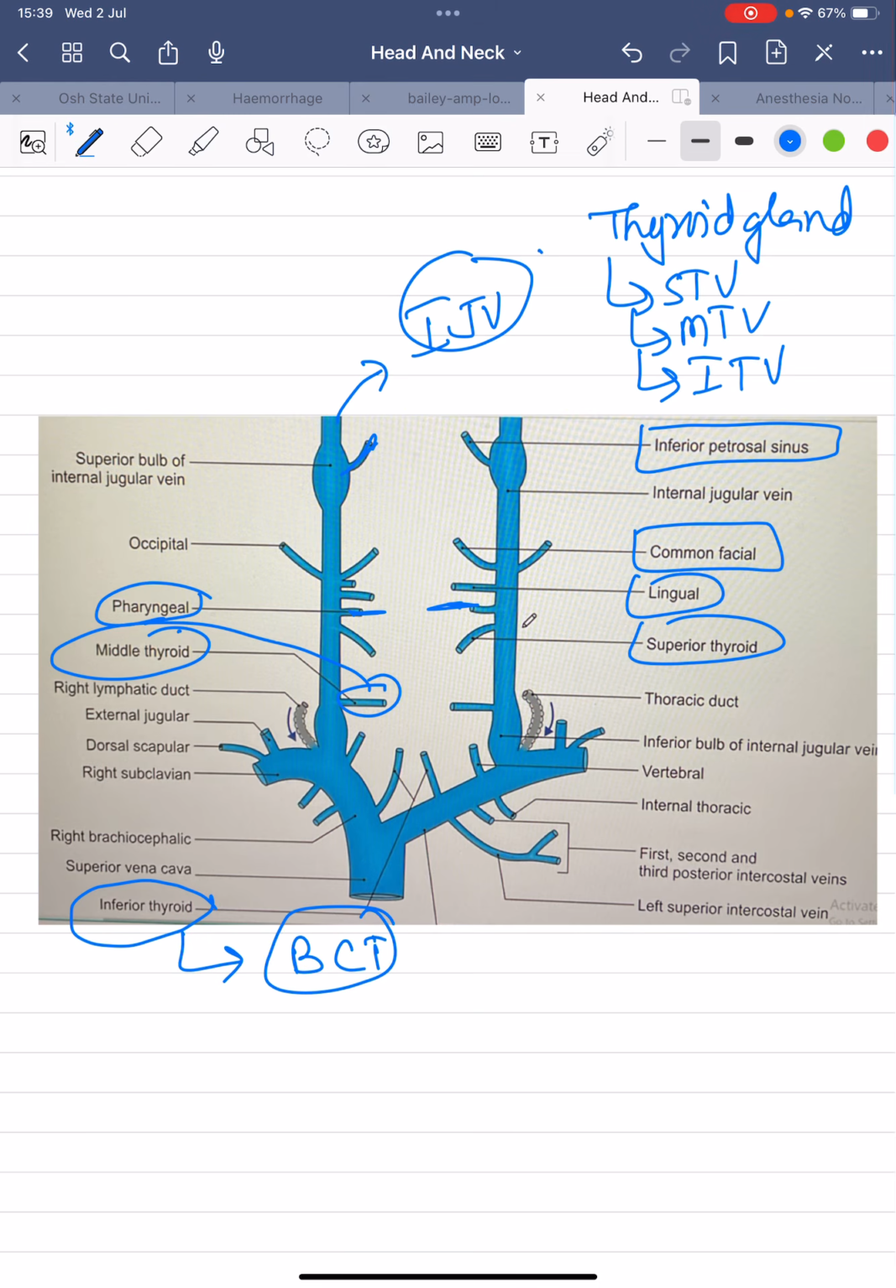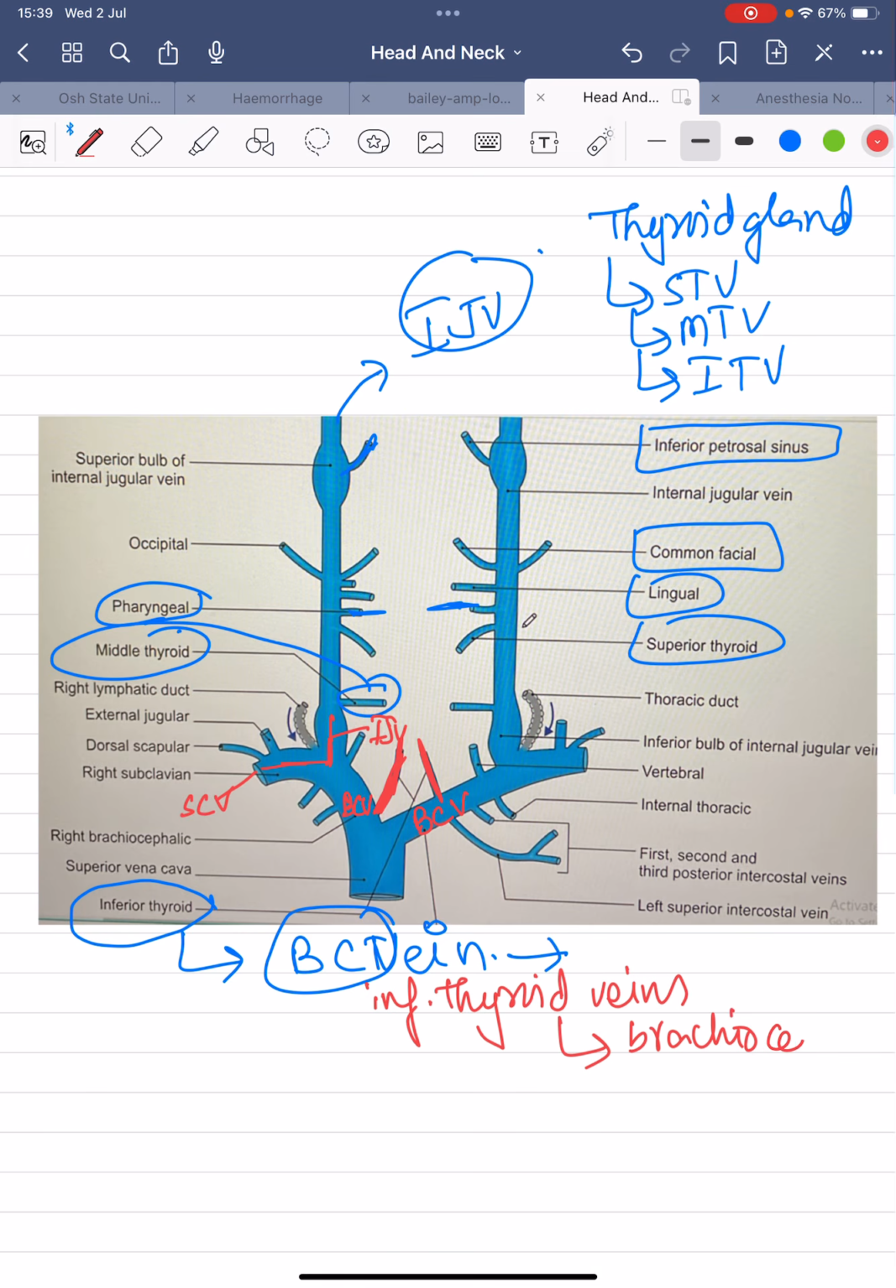Please remember it forever. See here in this diagram, these are your inferior thyroid veins. This is your brachiocephalic vein, this is the subclavian vein. It is joining here with the internal jugular vein to form the brachiocephalic vein. So the inferior thyroid veins are draining into your brachiocephalic vein. This is a very important MCQ.